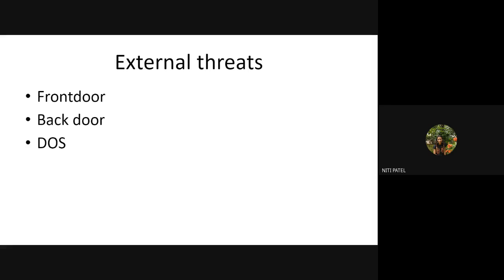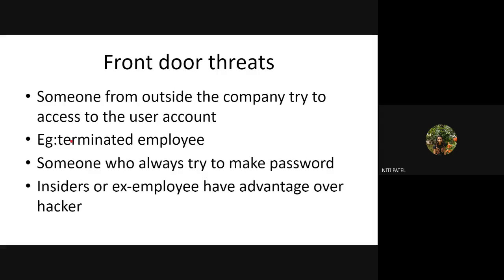Okay. Now we have seen the internal threats and account security. Now we'll be seeing what external threats are. External means not done by someone from the organization or by a person who is known. It may be from someone who is outside. Both can be considered, internal as well as external. Now we have three types of external threats: front door, back door, and DOS. DOS is denial of service. Now let us see what a front door threat is.